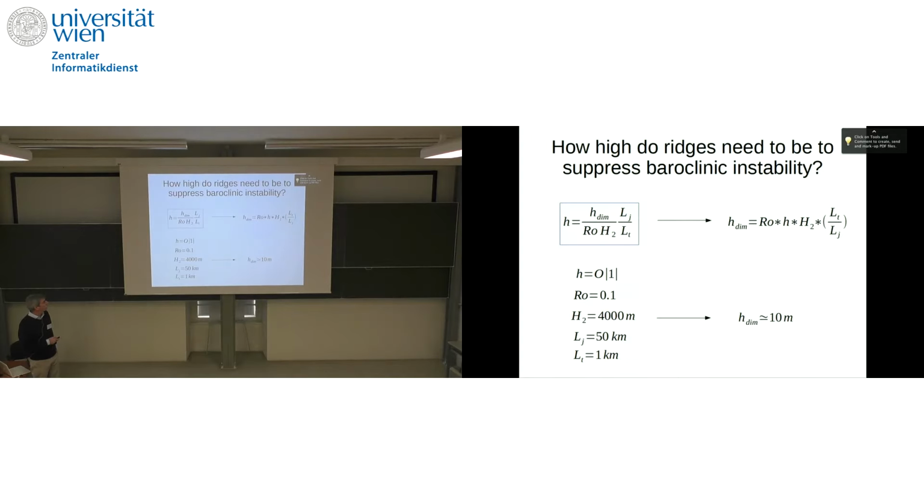When you ask how large those bumps have to be, and you plug in your dimensional values, the answer is that you need bumps about 10 meters high. In a 5,000-meter deep ocean, you only need bumps at the 1 kilometer scale, which are about 10 meters high. That's not the resolution of ETOPO, right? That's below the resolution of ETOPO.